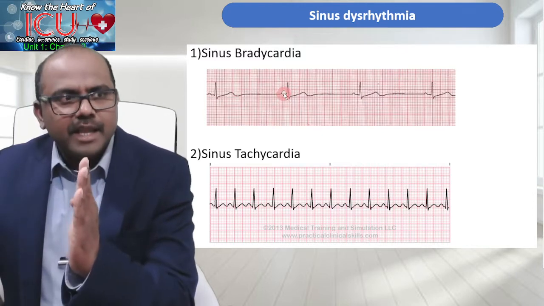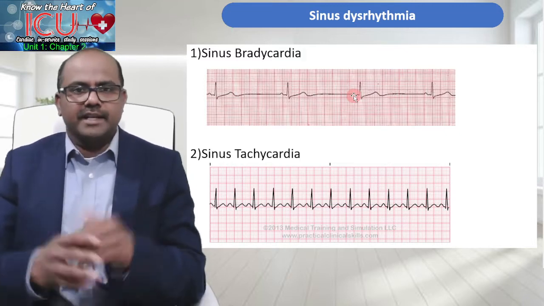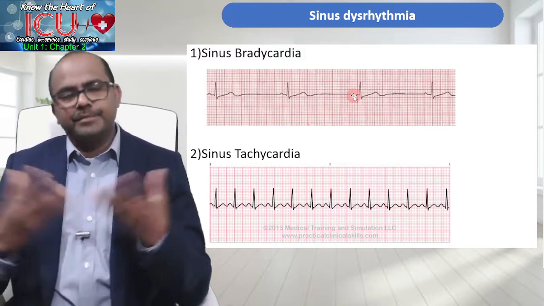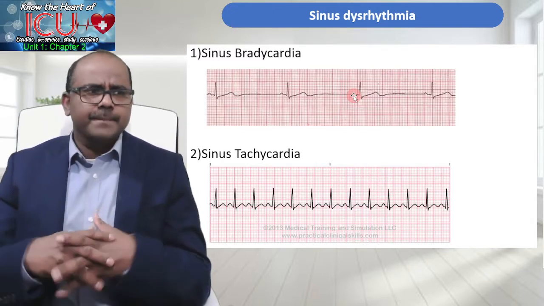But once it is fired, it follows a normal path, but there is a delay in the SA node firing. So it's called a sinus bradycardia. It's a delayed SA node firing. That's your sinus bradycardia. The rate will be less than 60.